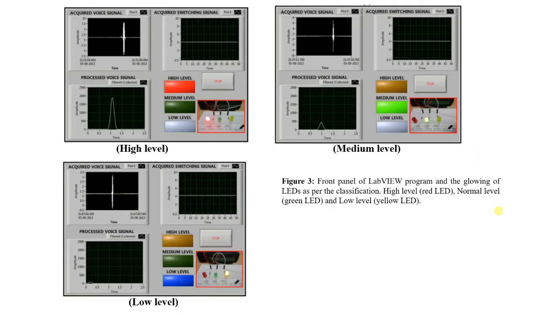So for this we made a program. At different levels, over here we have the high level, and the digital controller glows the red LED. For the medium level, this LED was glown, and lastly in the low level, this orange LED was glown.